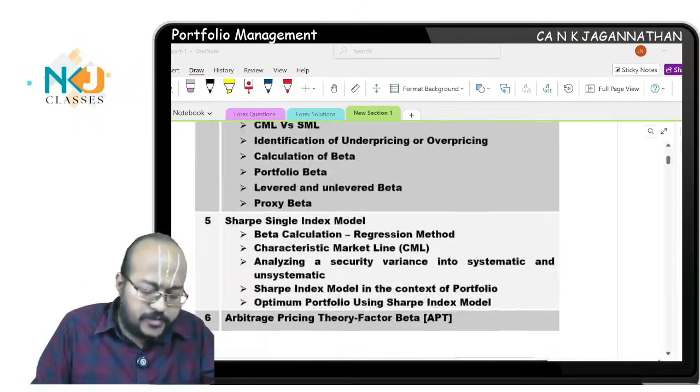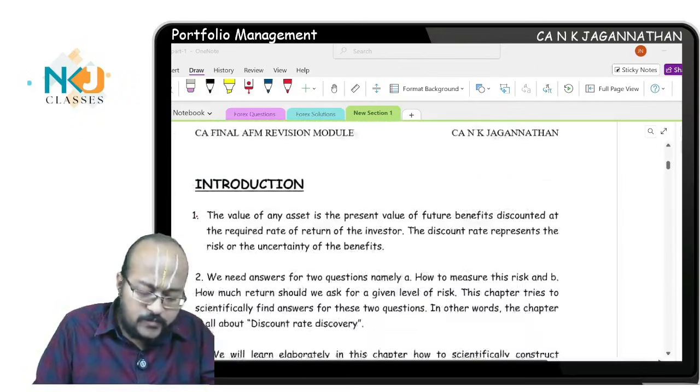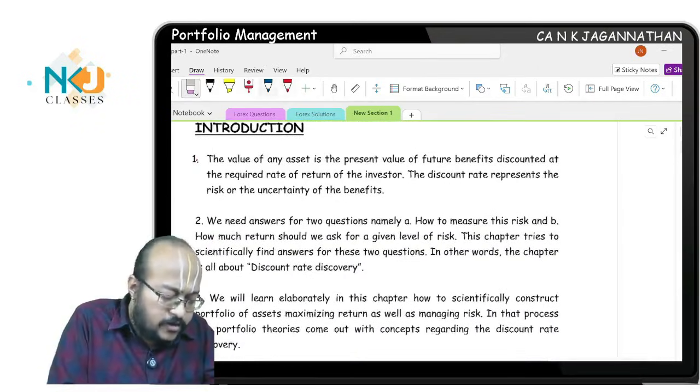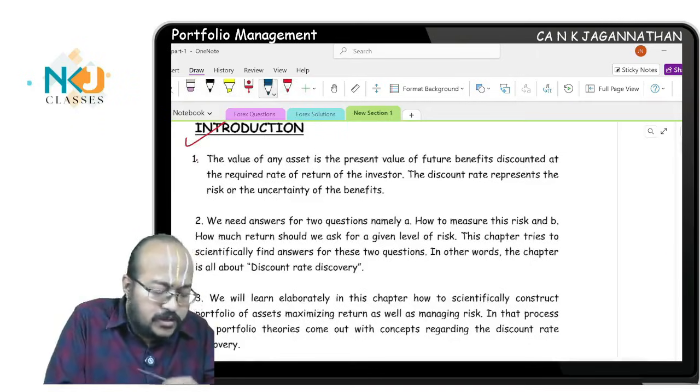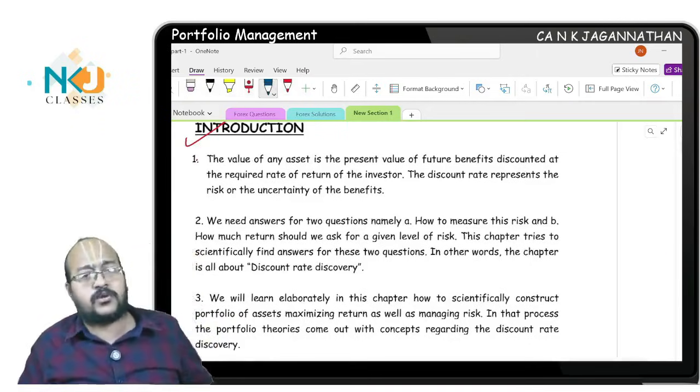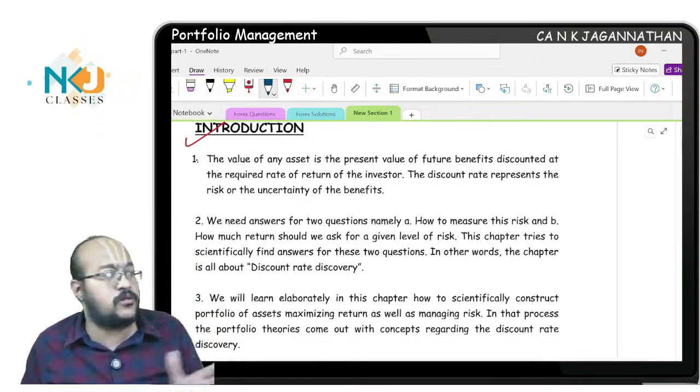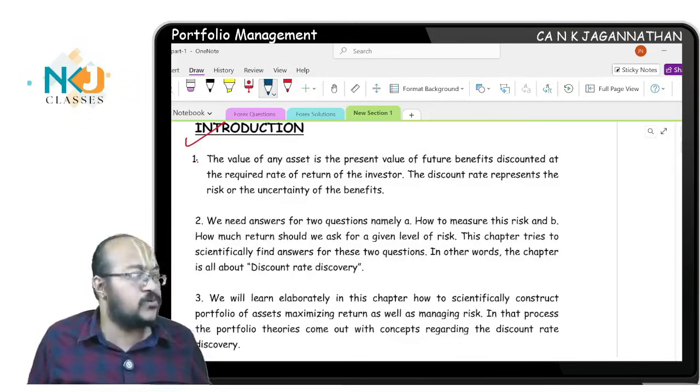See, all these are learning objectives. We will have a brief introduction to the chapter, and then we will move on to specific topics like Markowitz portfolio theory, CAPM, arbitrage pricing, all the Nobel winning theories we will try to revise quickly.